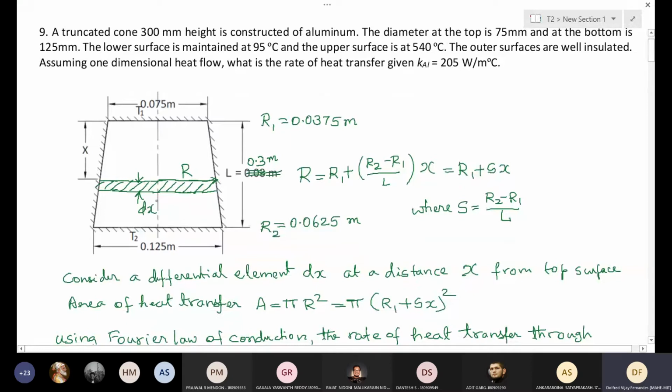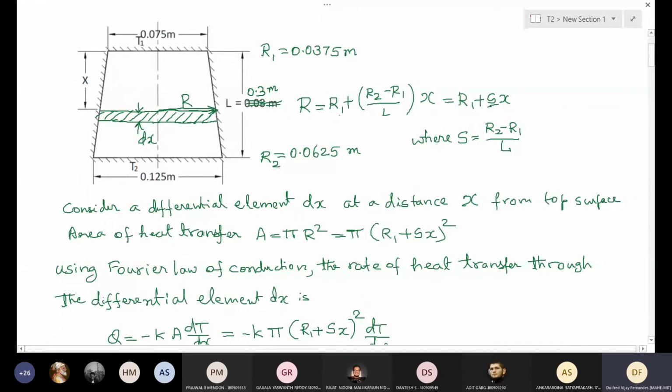So we start with an area element here of thickness dx, and we calculate the radius at that point r, which is a function of r1, r2, and distance x. So we can write the radius at this point as r equals r1 plus (r2 minus r1) by L into x. This factor (r2 minus r1) by L is substituted as s, and then I proceeded with the calculation of the area of heat transfer.